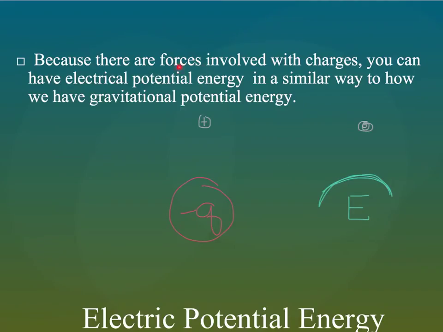So because there are forces involved with charges, right? Remember, a positive charge can be attracted to a negative charge, okay? Because there's the force, we can actually have electrical potential energy in a similar way to how we have gravitational potential energy. If you have a mass on Earth, the mass is attracted to the Earth, and the Earth's attracted a little bit towards the mass, okay? And same here, this charge is going to move towards this one, and this one's going to be attracted towards that one a little bit too. So this is what allows us to have this potential energy.